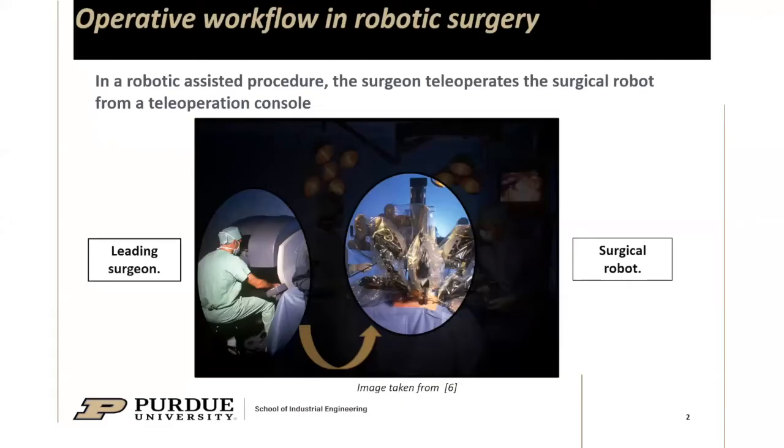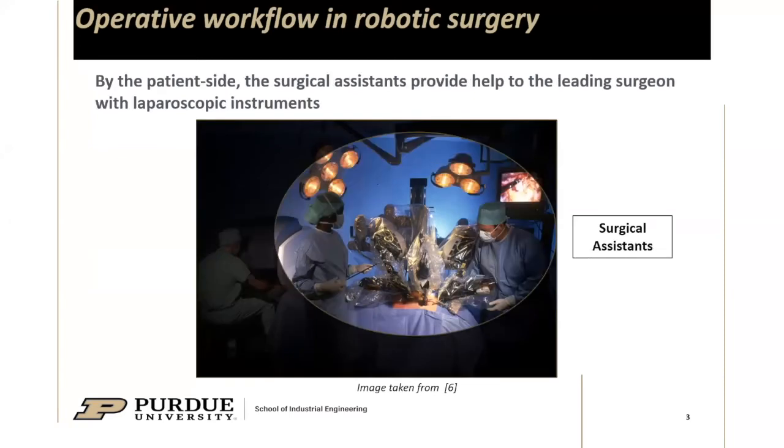I'll start talking a little bit about the operative workload in robotic surgery. It might be a little bit redundant to this audience, but usually in robotic surgery, we have the leading surgeon teleoperating the surgical robot from a console outside the sterile area in the OR. And on the patient side, we have one or two surgical assistants. They collaborate with the leading surgeon using laparoscopic instruments and perform other support tasks, such as the docking of the robotic instruments, exchange of the instruments, and handling of suturing materials.